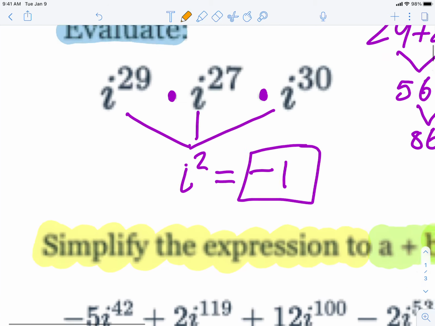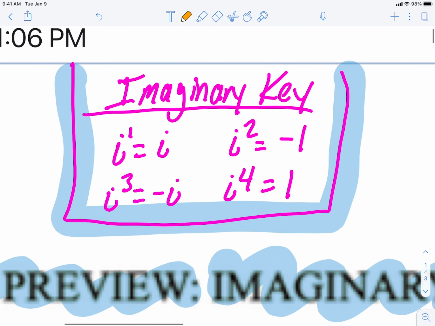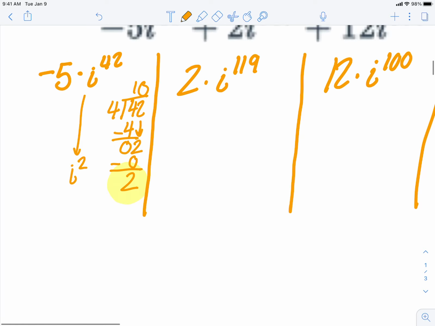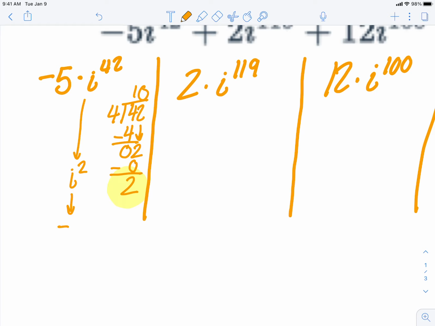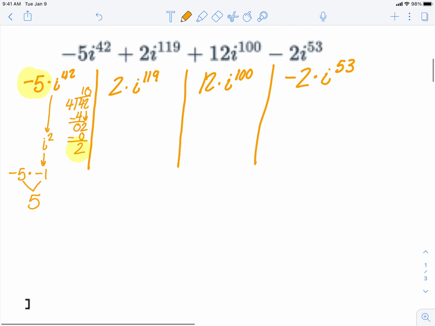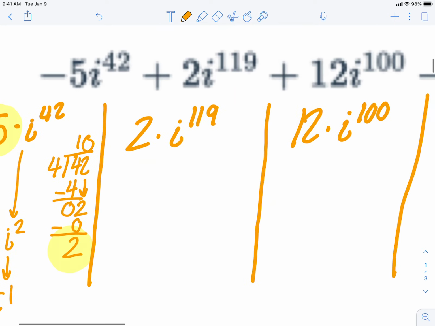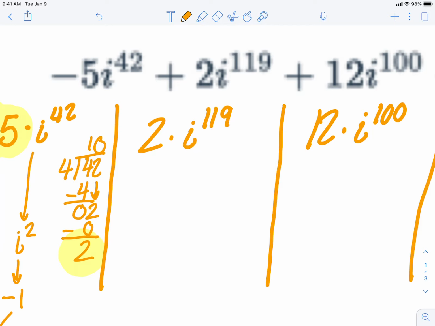And remember, in my imaginary key, i squared is -1. So i squared is equal to -1. Now, my -5 times here just comes down, -5 times. And -5 times -1 is equal to +5, right? And there you go. Look at that. We did our first term. We evaluated our first term. Now let's evaluate our second term, right? So, what is the exponent here?